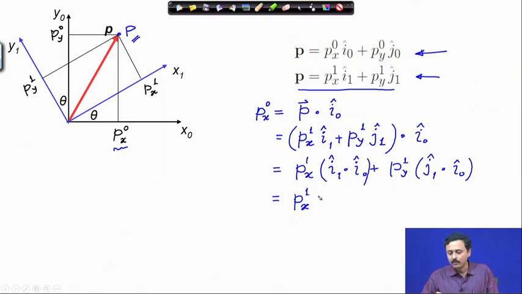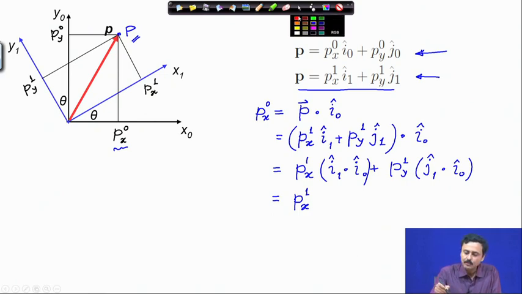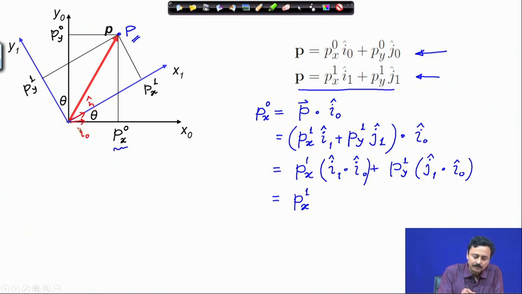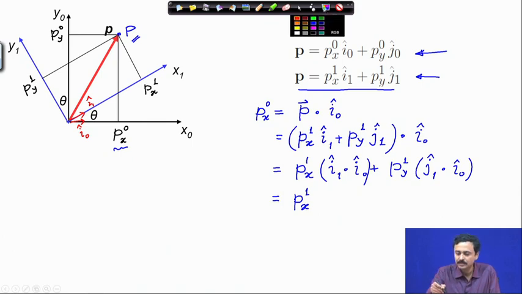Now, what is i1 cap dot i0 cap? Remember that i1 cap is along x1 and i0 cap is along x0. So, what is the dot product of two unit vectors which have angle theta between them? It is nothing but the cosine of the angle between the two vectors. So, this must be cosine theta.